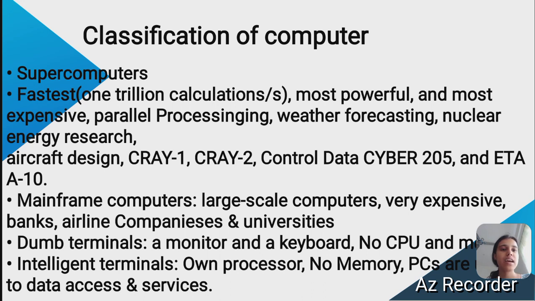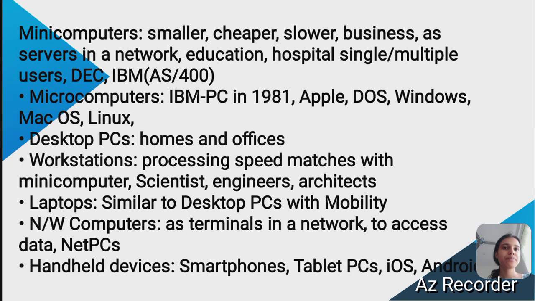Mainframe computers. Mainframe computers are large scale computers. They are very expensive. They are used in banks, airlines, companies, and universities. In mainframe computers, there are dumb terminals and intelligent terminals. Dumb terminals are nothing but a monitor and a keyboard which has no CPU, and intelligent terminals are nothing but their own processor. They have no memory. PCs are used to store data and to access and services.